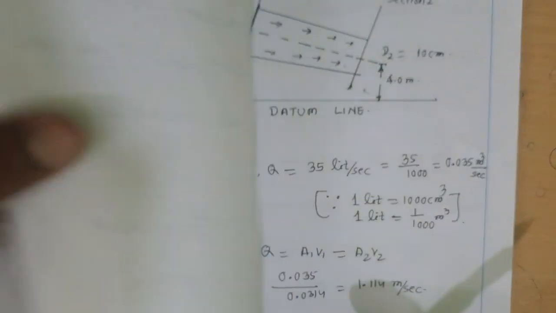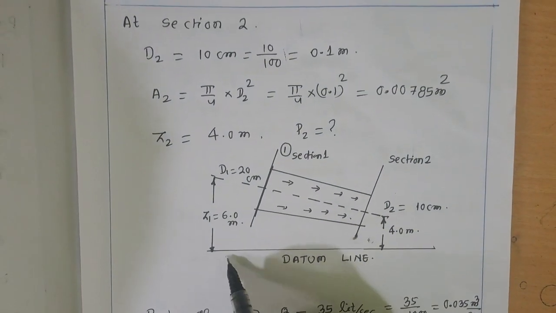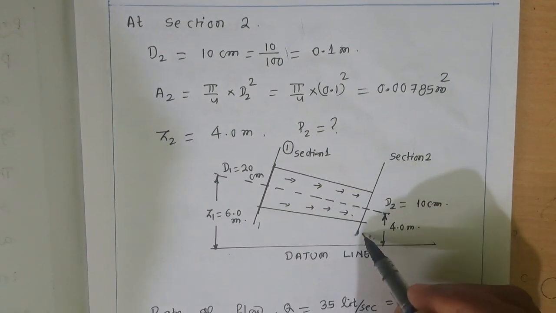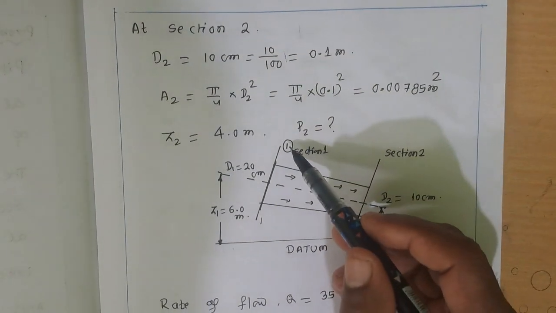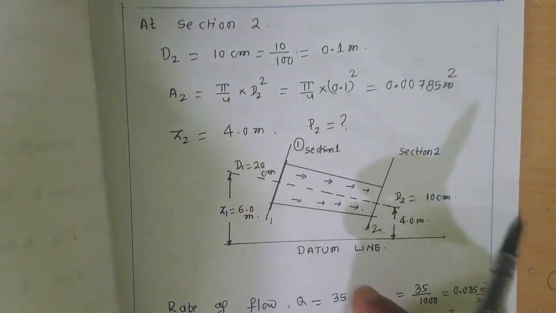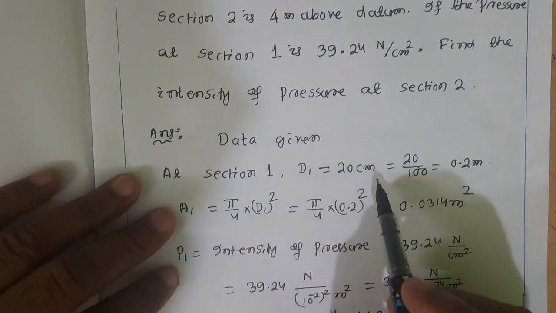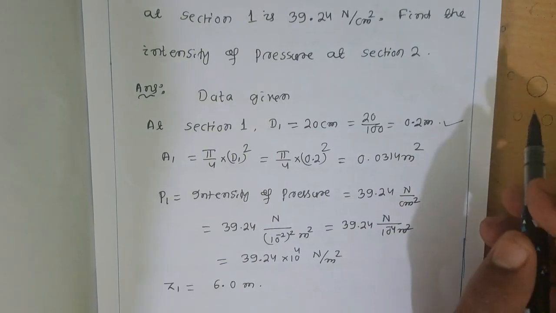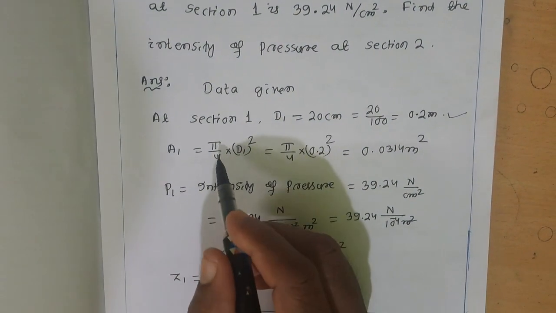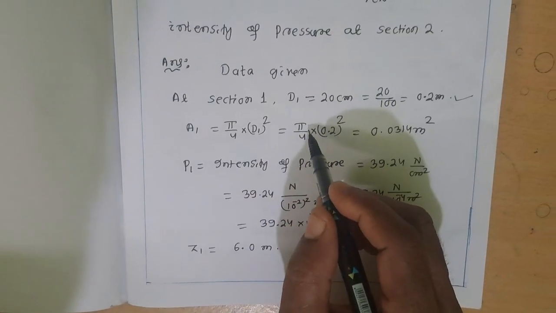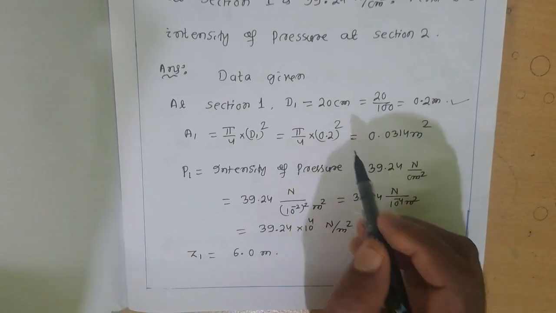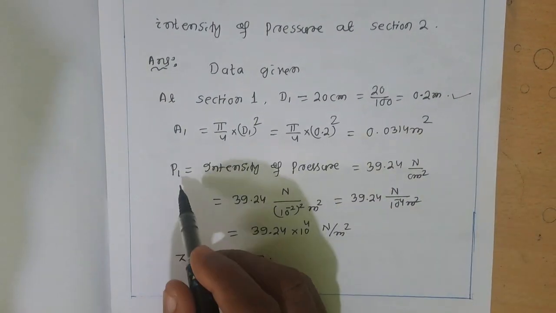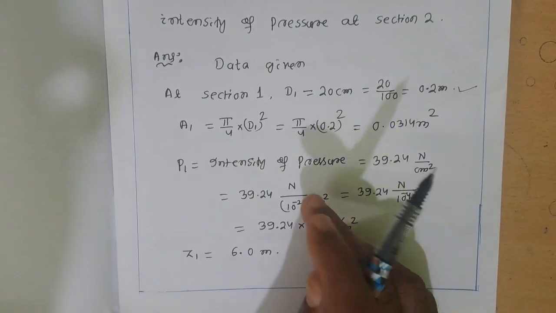First of all, the question is like that. This is the datum line. This is section 1. This is section 2. At section 1, the diameter is 20 centimeter, that is 20 by 100, equal to 0.2 meter. Area A1 is equal to pi by 4 D1 square, equal to pi by 4 into 0.2 square, equal to 0.0314 meter square.